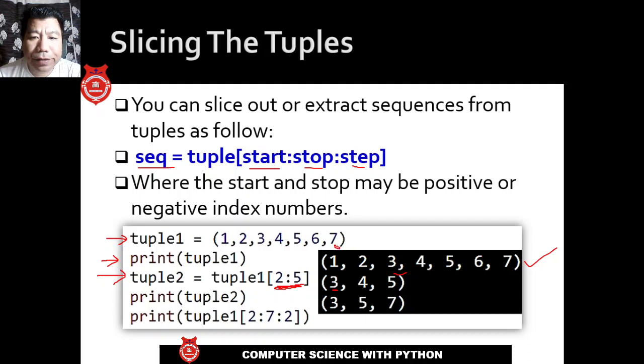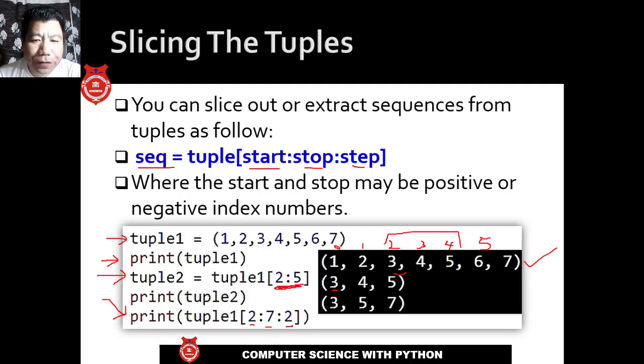Why? Because 0 1 2, this is the index number, this is 3, this is 4, this is 5. So even though I say 2 to 5, we are starting from 2 to just before 5. That is 2 3 4. That is, 3 4 5. I mean 3 4 5 is printed out. I hope it's clear.